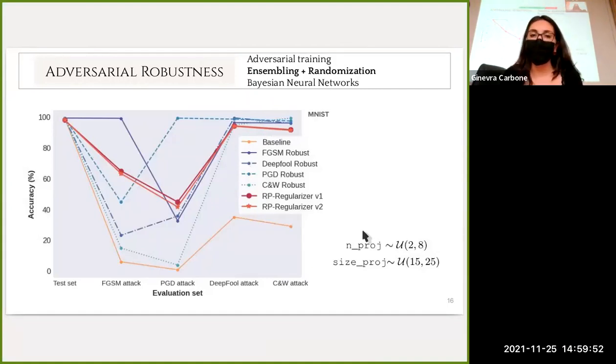I understand your question. Actually, the attacks are performed against the two regularizers in the case of the regularizers, but not in the case of robust models. Sorry, that's the difference. So the answer to the first question is no. It's against the regularizers that we perform the attacks.